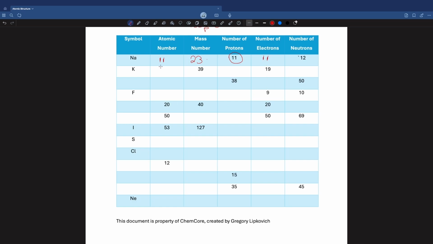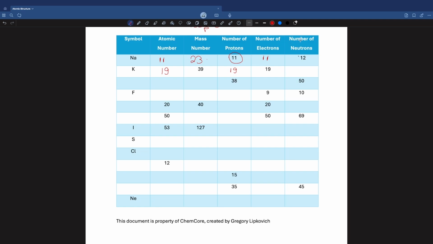Excellent. K, potassium. Once again, let's try to do this without our periodic table. I don't see a charge on the symbol. Actually, none of these problems have a charge on the symbol. And so the number of electrons must equal the number of protons. The number of protons must be 19. And that means that our atomic number must also be 19. Why? Because our atomic number is the number of protons.